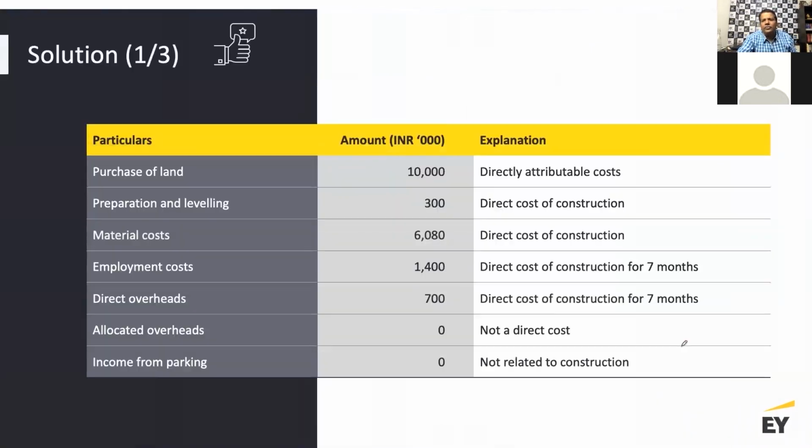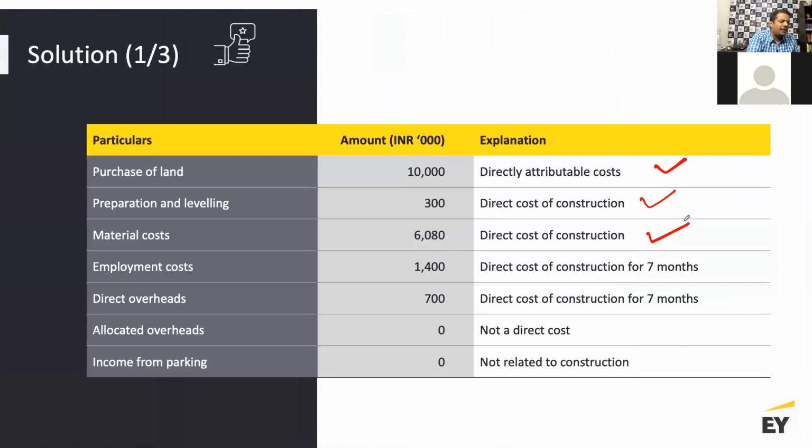Now, first I need to determine what cost I need to capitalize. The land, which I purchased for 10,000, which is 10 million, I'm going to capitalize. Preparation and leveling, capitalize that. Material cost, the direct cost of construction, which is 6,080, I'm going to capitalize. All this information is provided.